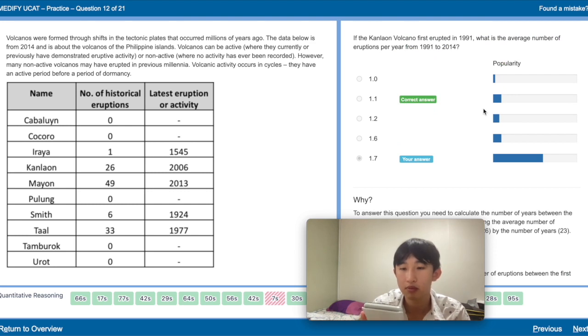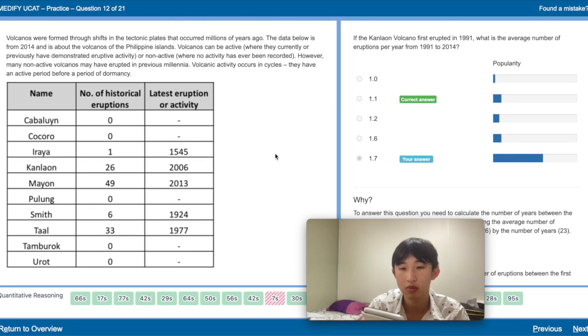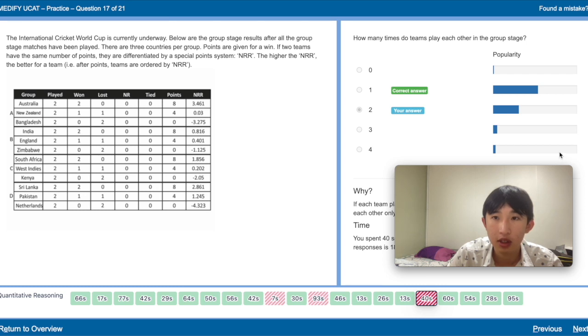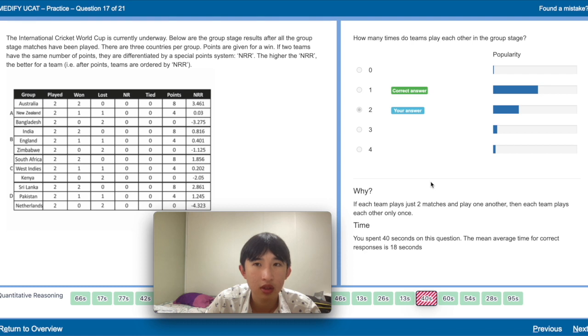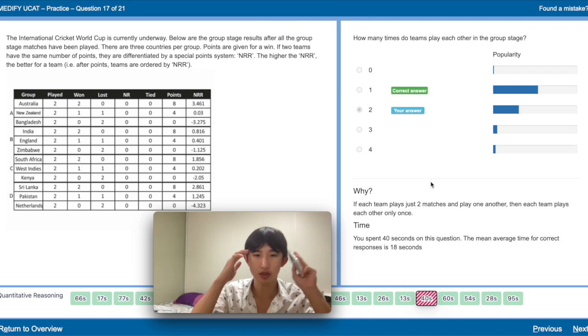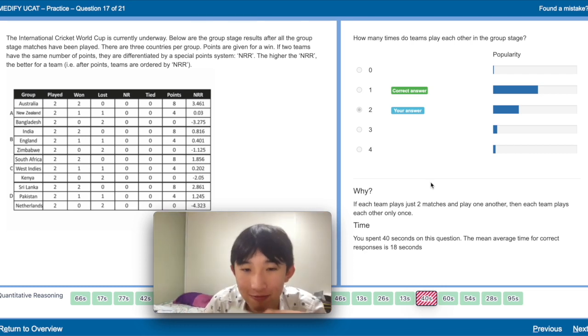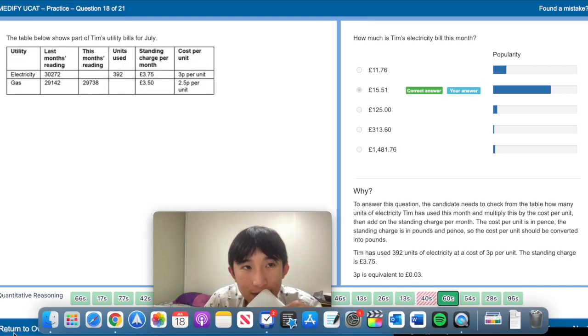2014 months. 23 years. That's 1.13. Yeah. Don't know why. How many times do teams play each other? I'm stupid. These teams face each other too much to play one out. Ah, it's just a stupid common mistake. Alright, fair enough. It's pretty good.